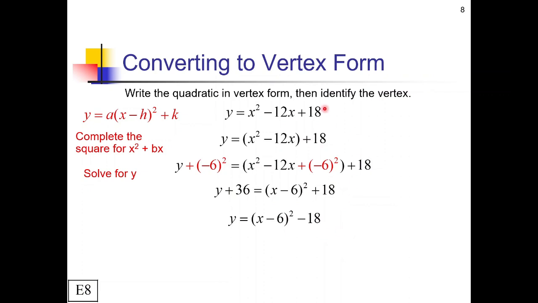And if we want to actually identify the vertex, remember that's just going to be h comma k out of that mess. So in this case, we've got 6 comma negative 18.